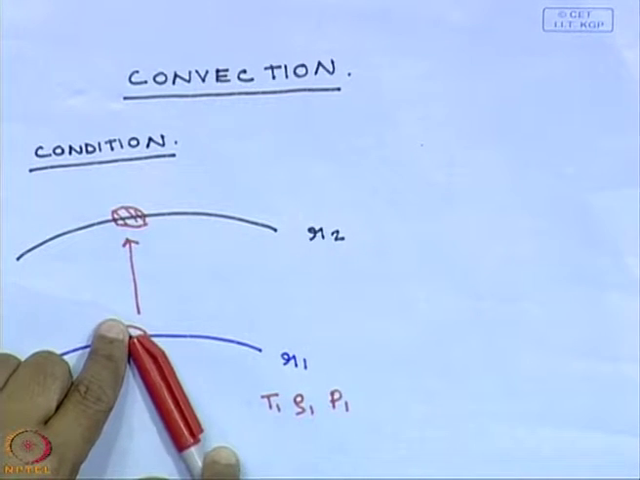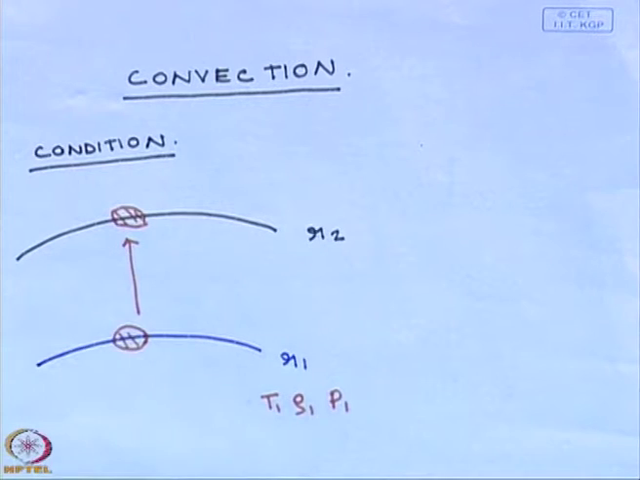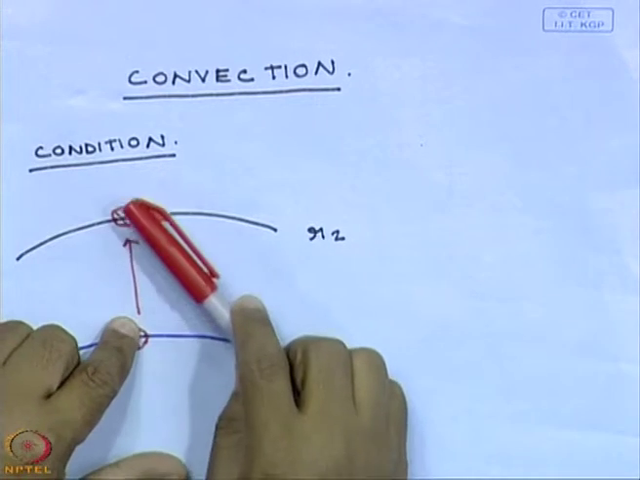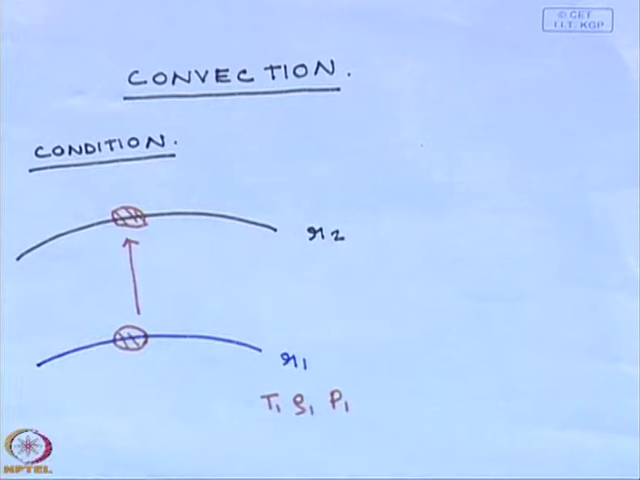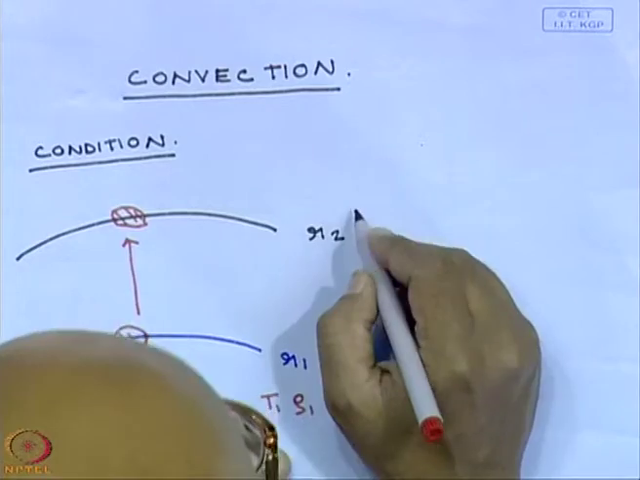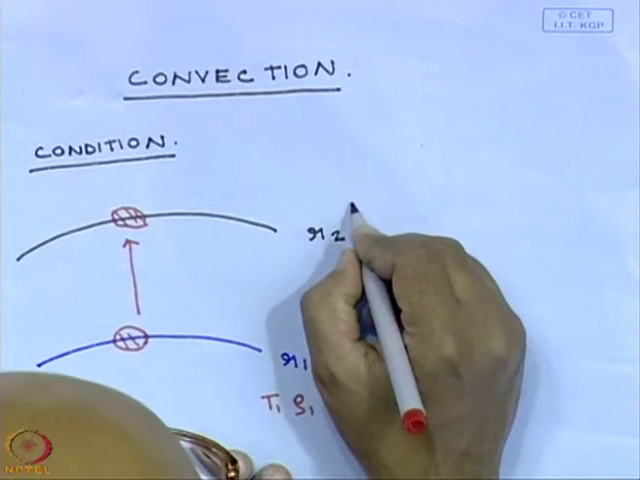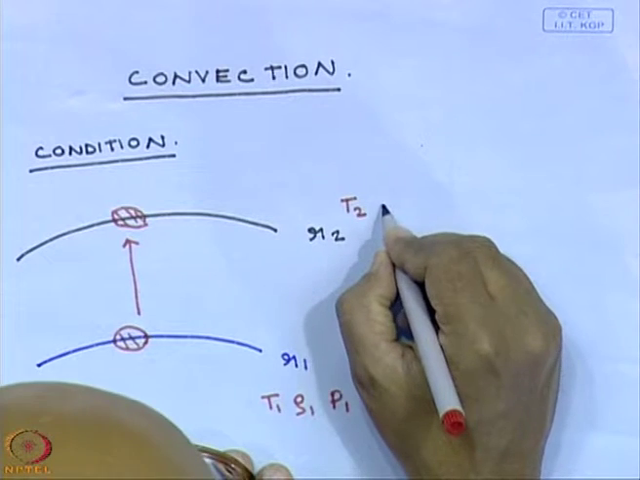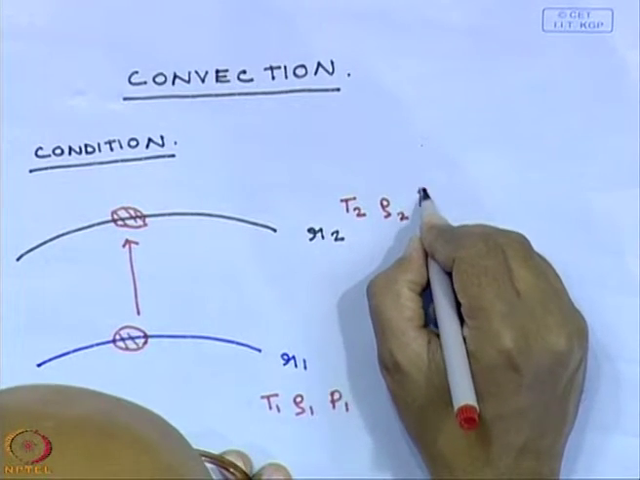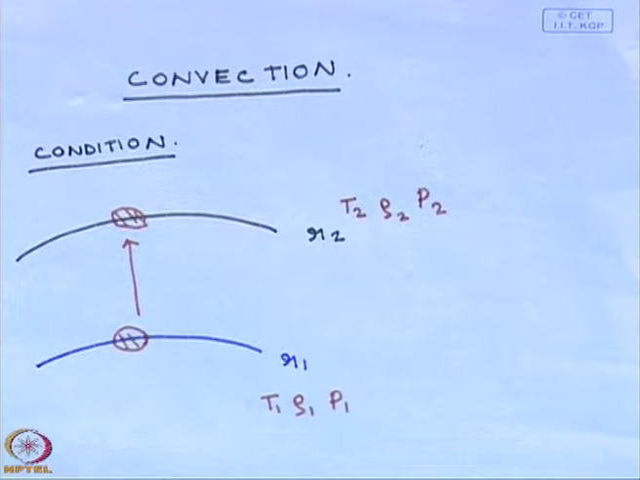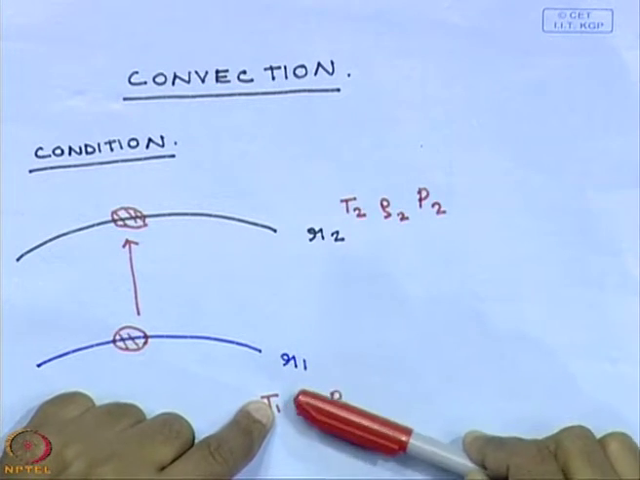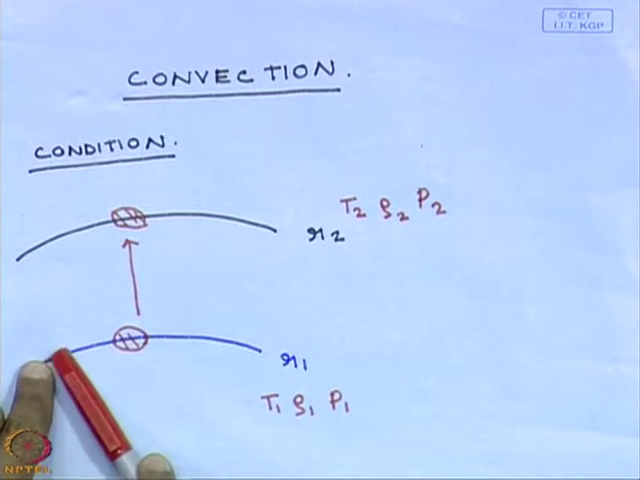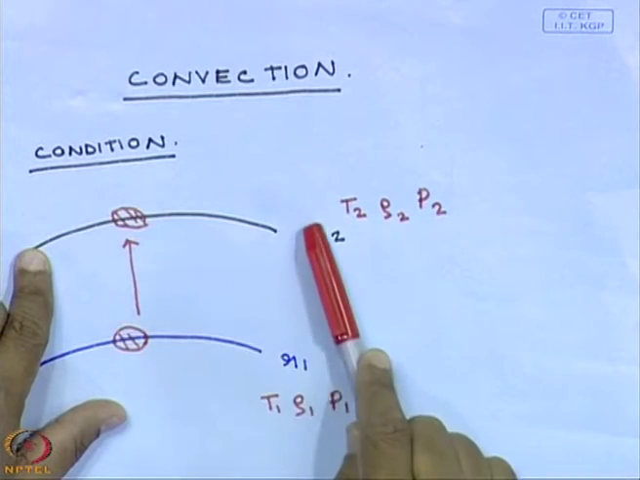Now, we know that the temperature falls as you go outwards, as the height increases. So, when the bubble moves from here to here, it moves to a cooler region, and the temperature outside is lower. Let us say that the ambient temperature of the surrounding is T2, with density rho 2 and pressure P2. These temperatures are determined by the radiative transport of energy.